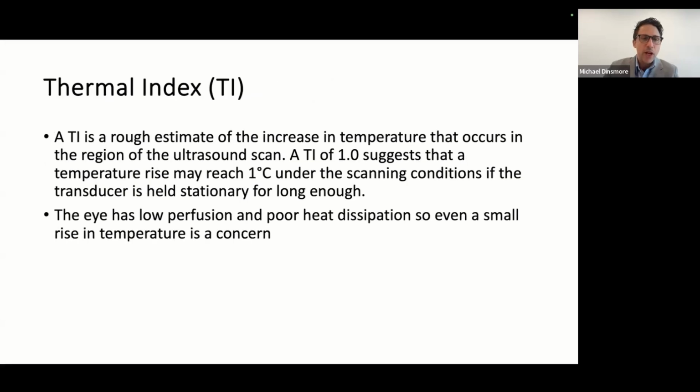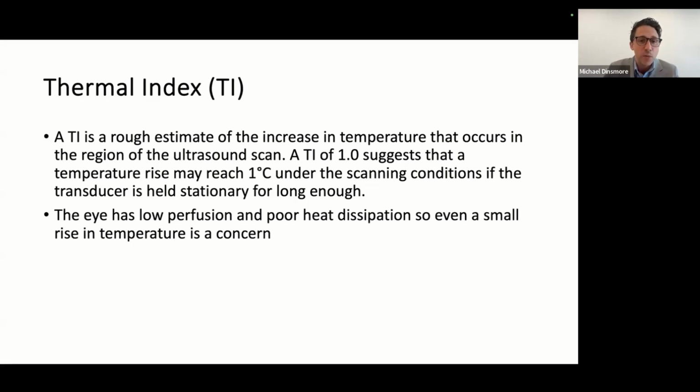Okay, so if we look at thermal index, what is thermal index? It's basically just a rough estimate of how much that tissue is going to increase in temperature if we left the probe in a stationary position. So if we have a thermal index of 1, it suggests that the temperature is going to increase 1 degree under these scanning conditions if we leave it there. And this is like if we leave it stationary for 5 to 10 minutes kind of thing.